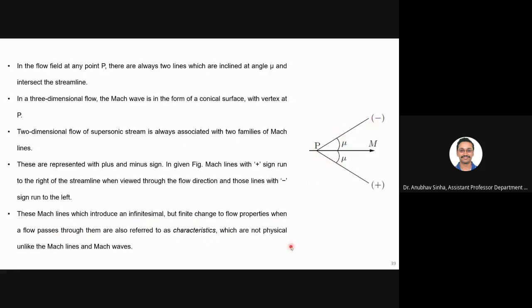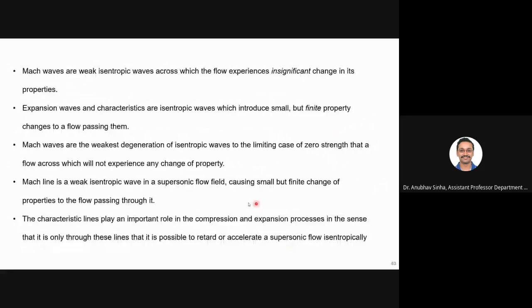Okay, there are some more points. Let us talk about this. Mach waves are, as I said, weak isentropic waves, and isentropic is a fairly good assumption. So we can say that Mach waves are weak isentropic waves across which there is an infinitesimal or insignificant change in flow properties. Expansion waves are also isentropic waves, but they introduce finite property change. Once the flow passes through them, they have small but finite change of properties.